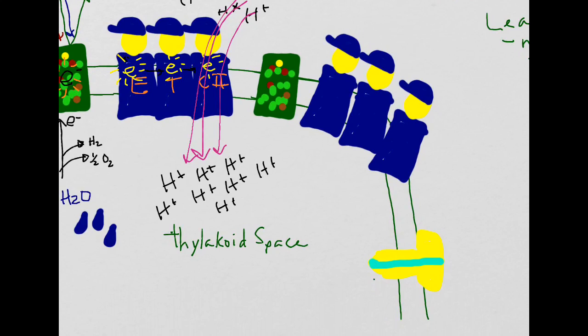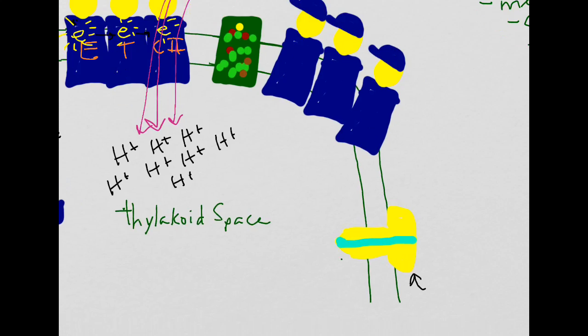Well, that's what's going to happen here. As soon as we open the floodgates, the hydrogen ions are going to go out. Where are they going to go out? They're going to go out of this guy here. This is called ATP synthase. Remember, ase at the end of a word means that it's an enzyme. This is going to synthesize ATP. That's its job. This is an enzyme.